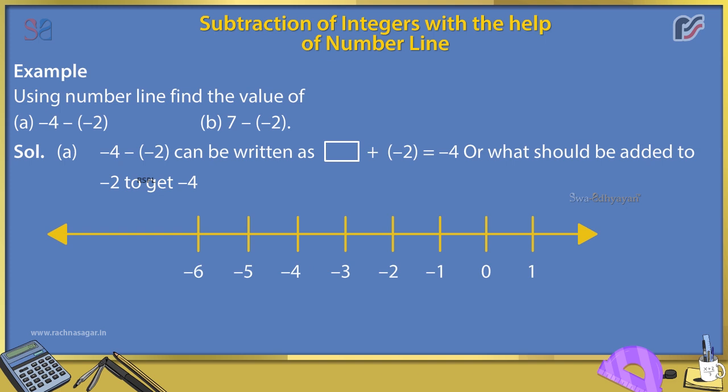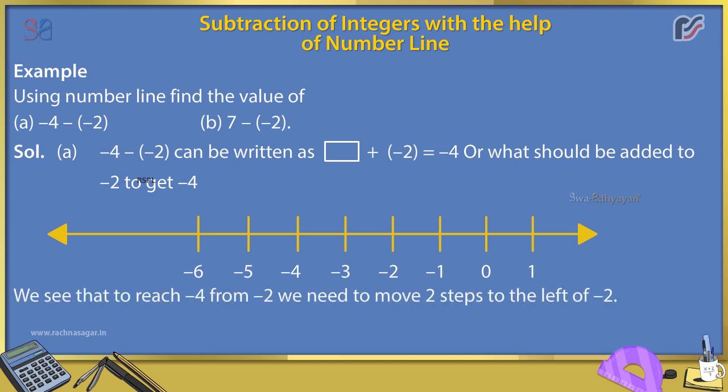Solution. A. 4 minus (−2) can be written as __ plus (−2) is equal to 4. Or, what should be added to −2 to get −4? We can see that to reach −4 from −2, we need to move 2 steps to the left of −2. Therefore, (−2) plus (−2) is equal to −4. Or −2 is equal to −4 minus (−2).